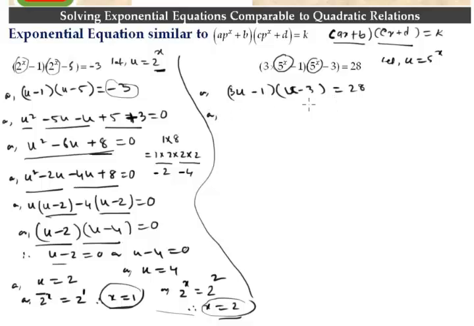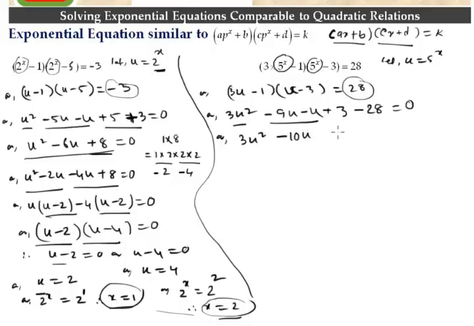Now if we expand and simplify this equation, 3u times u is 3u square, 3u times minus 3 is minus 9u, minus 1 times u is minus u, minus 1 times minus 3 is plus 3, and if we bring this 28 to the other side, it will become minus 28 equals 0. So now 3u square, minus 9u minus u is minus 10u, plus 3 minus 28 is minus 25 equals 0. So this is similar to the ax square plus bx plus c equals 0 equation.